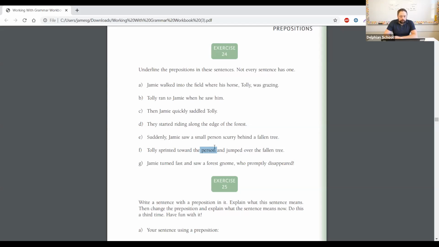And toward the person, well, that's connecting person with sprinted. It's saying, where did Tolly sprint? Tolly sprinted toward the person. And this jumped. Where did Tolly jump? Well, Tolly jumped over the fallen tree. So very good job. Well done for everybody's answers on those.